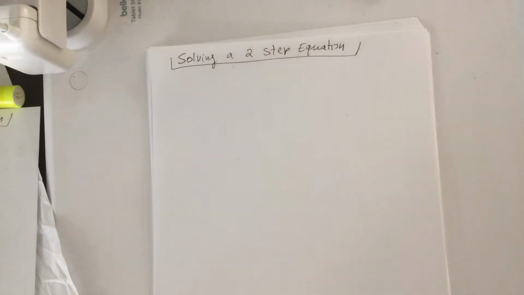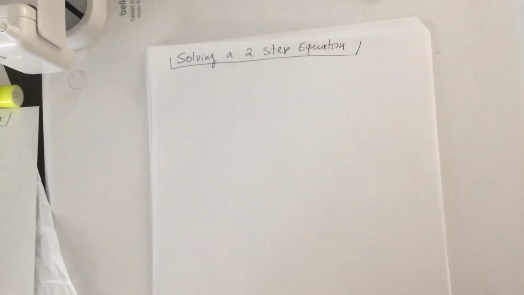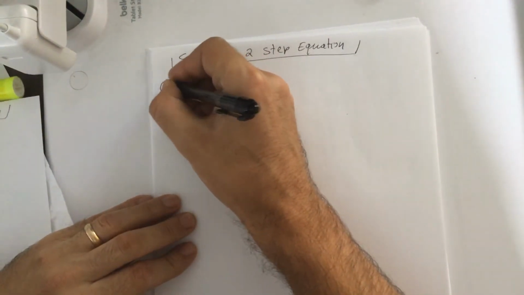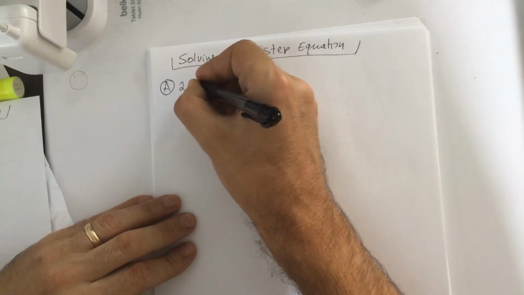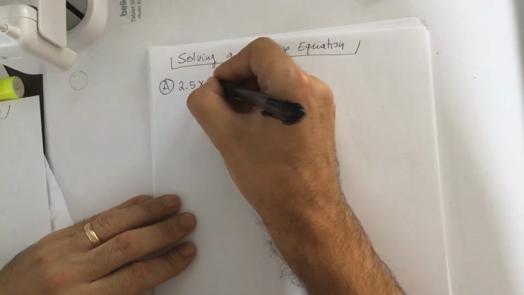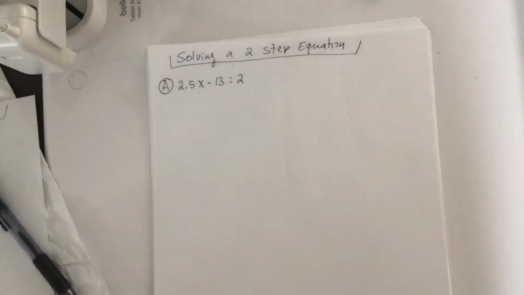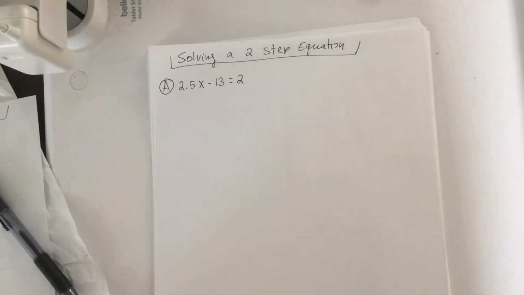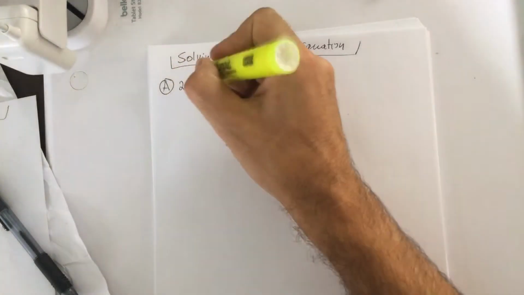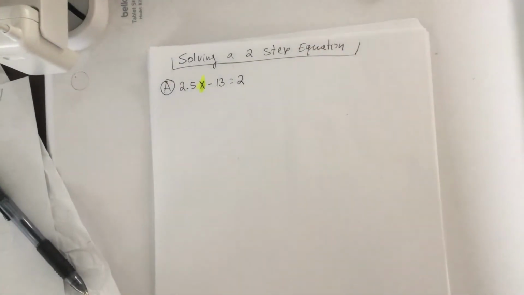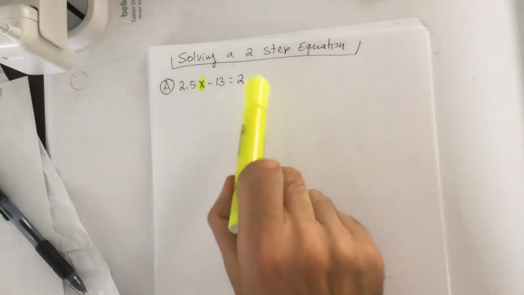All right, so we're gonna be solving a two-step equation. Let me start with the first example here. We got 2.5x minus 13 equals 2. Again, the whole purpose of solving a linear equation is to isolate the variable. We want to know what is the value of x in order for this side to be equal to the other side.